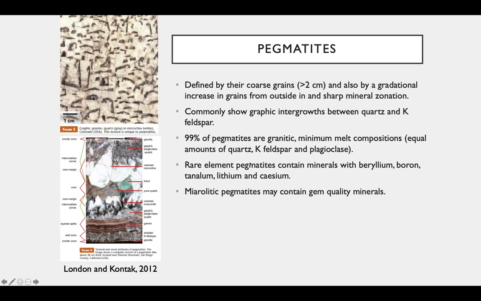99% of pegmatites are minimum granitic liquids, and what we mean by that is just that they have equal amounts of quartz, K-feldspar, and plagioclase. But rarely pegmatites can contain elements like beryllium, boron, tantalum, lithium, and cesium, as well as nice miarolitic cavities, so gaps or gas areas of the pegmatite that can contain gem quality minerals like beryl, aquamarine.